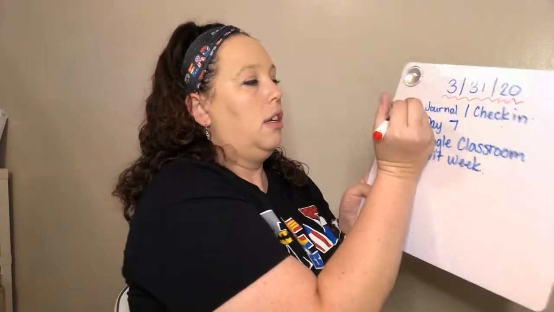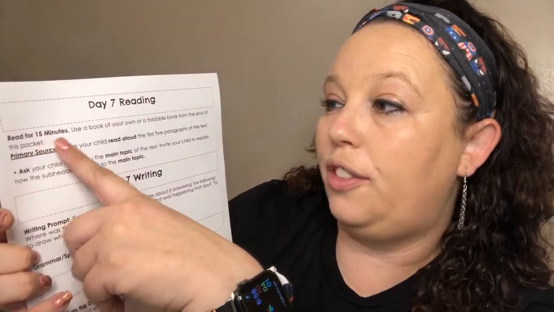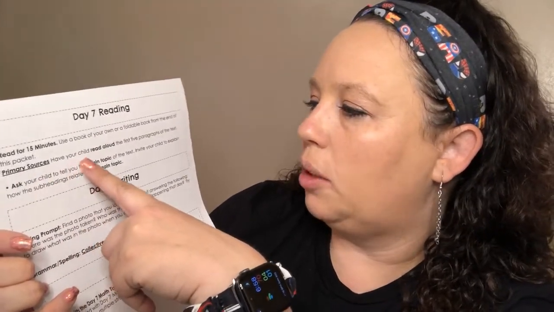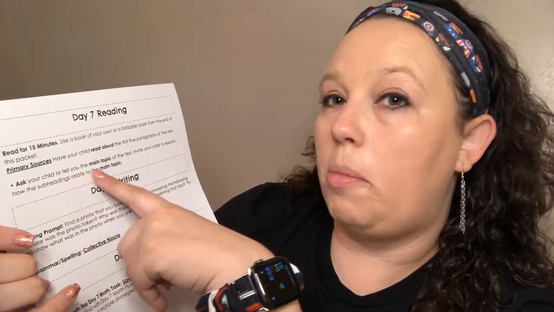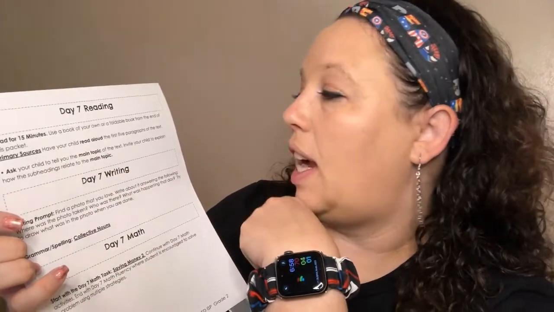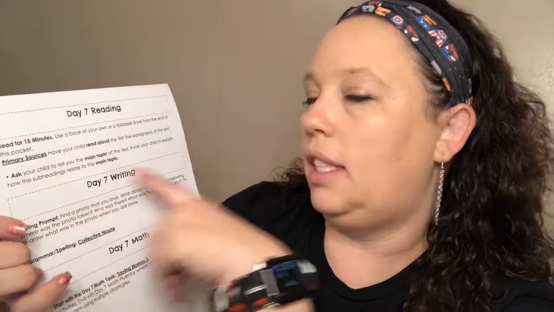All right, let's check this off our list. I'm gonna use a red marker. Check. And let's look at day 7 of our packet. All right, day 7 reading says, read for 15 minutes, use a book of your own or a foldable from the end of this packet. Primary sources. Have your child read aloud the first 5 paragraphs of the text. Ask your child to tell you the main topic of the text. Invite your child to explain how the subheadings relate to the main topic.